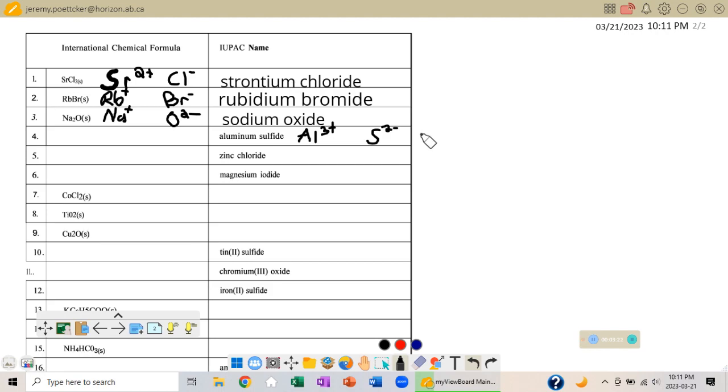The number that I can get to if I start multiplying 3 by something and 2 by something, reaching the same something, is 6. And so my least common multiple is 6, which means I need 2 of these aluminums. So my formula is going to look like Al2S. And I need 3 of these 2 minuses to get 6 minuses, S3.